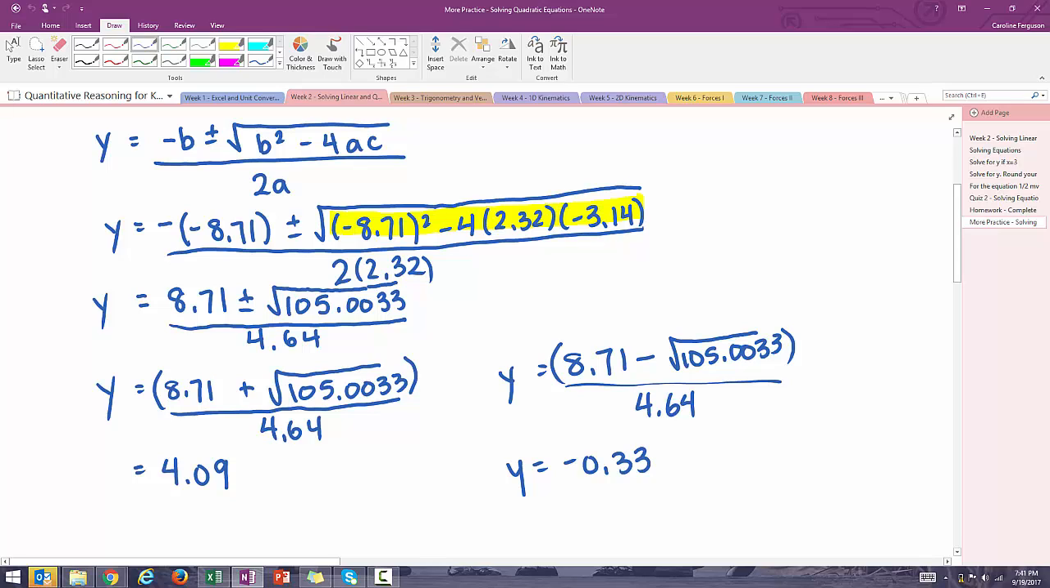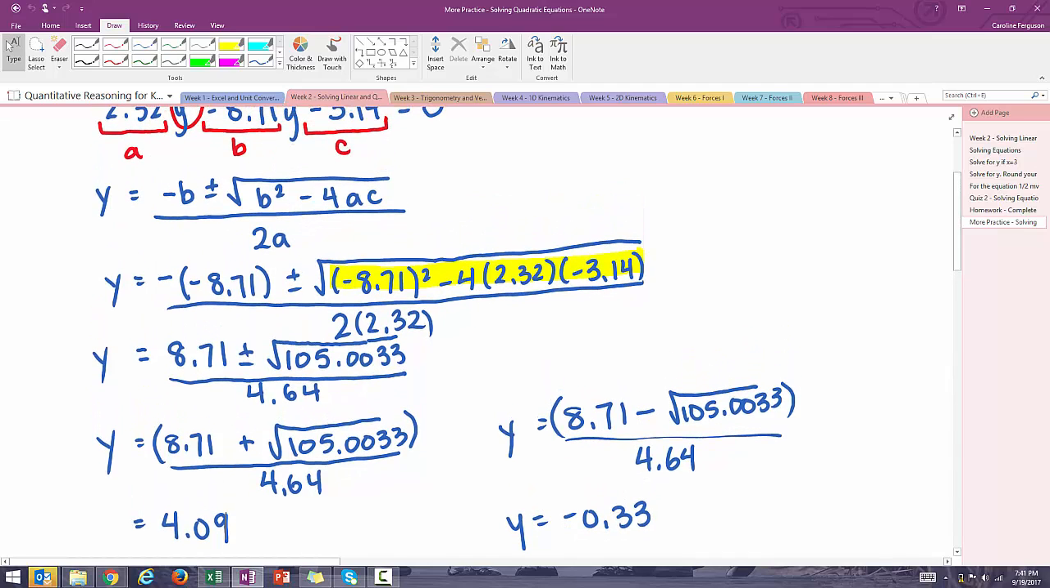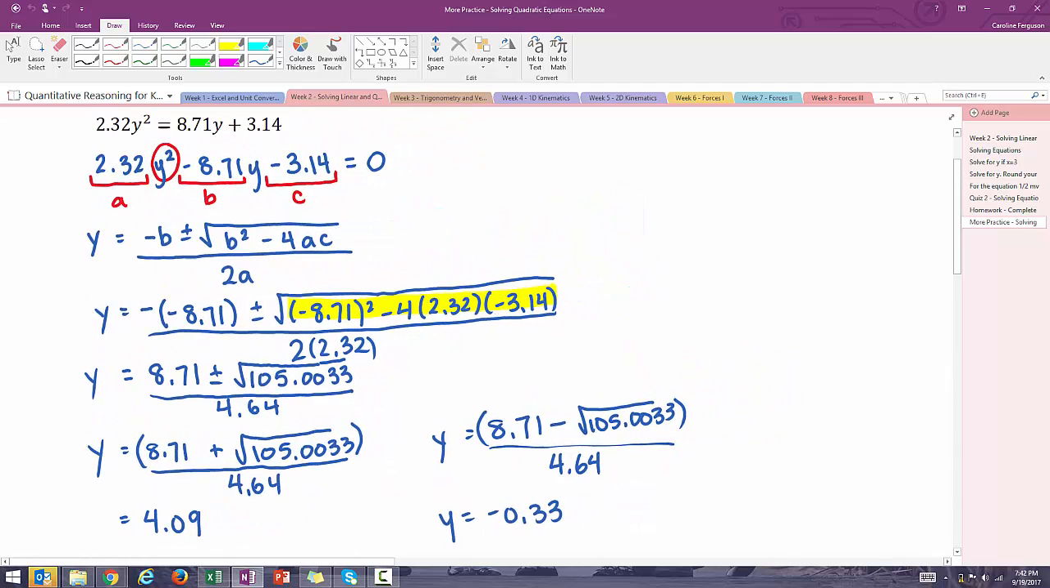All right, so I hope that helps. So now you know how to use the quadratic formula to solve a quadratic equation.